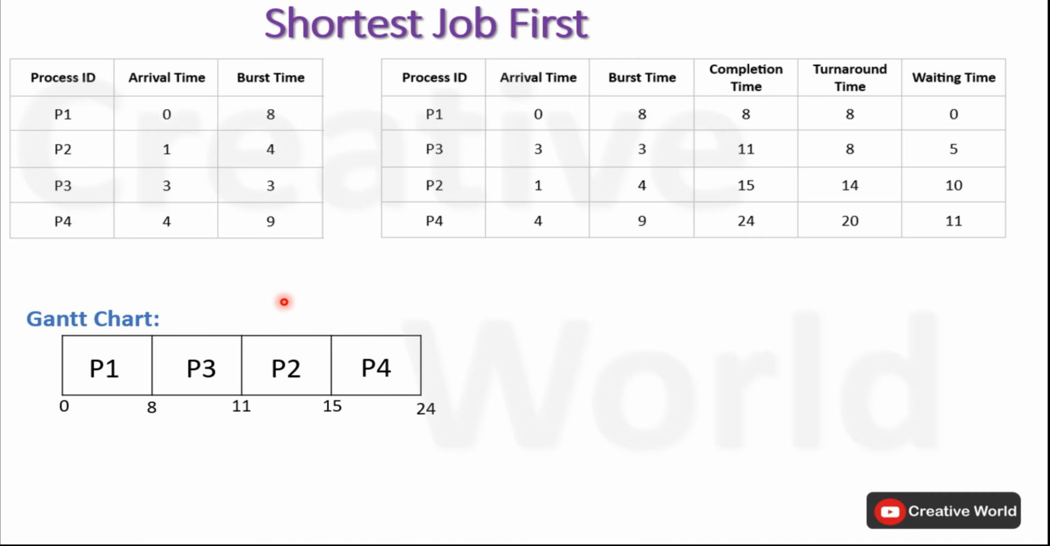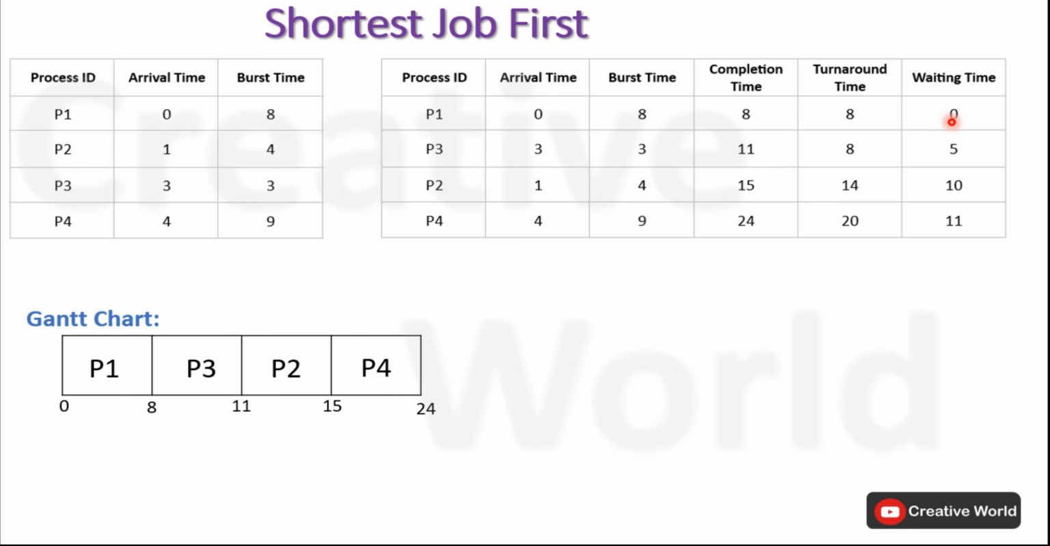First of all, the completion time for process P1 will be 8 because at this time process P1 was completely executed. So completion time of P1 is 8, P3 is 11 because after P1, P3 was executed, P2 is 15 and P4 is 24. Now turnaround time is equal to completion time minus arrival time. 8 minus 0 will be 8. 11 minus 3 will become 8, 15 minus 1 will become 14 and 24 minus 4 will become 20.